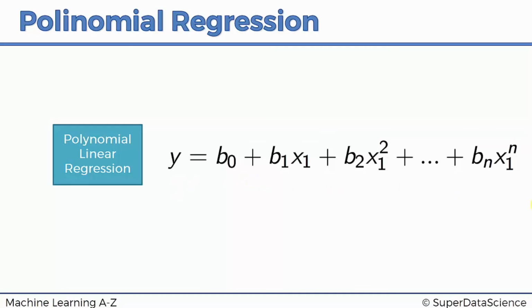Also, because of that, the polynomial linear regression is actually a special case of the multiple linear regression. So that's just something to note: this is a version of the multiple linear regression rather than a standalone, absolutely new type of regression.